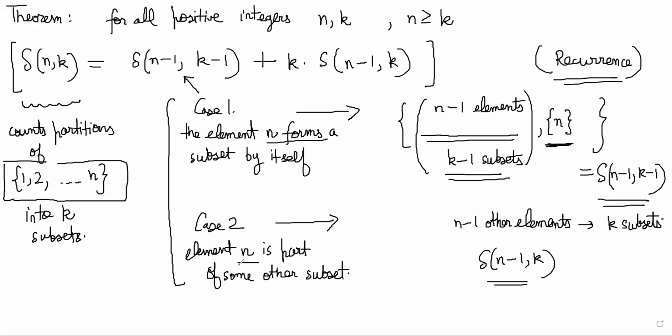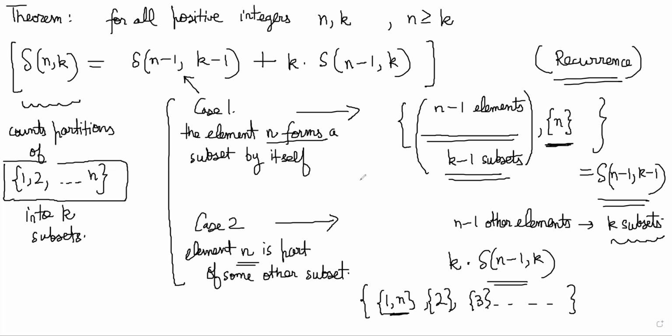Now we have to put element n into one of these k subsets, right? Because n is a part of some other subset. We have already created k subsets here. So how many choices are available for the element n? There are k choices for it, right? By multiplication rule, we can place the element n in any of the k subsets here. So this possibility is counting situations where n is part of this subset right now, or n could be part of any of these subsets, right?